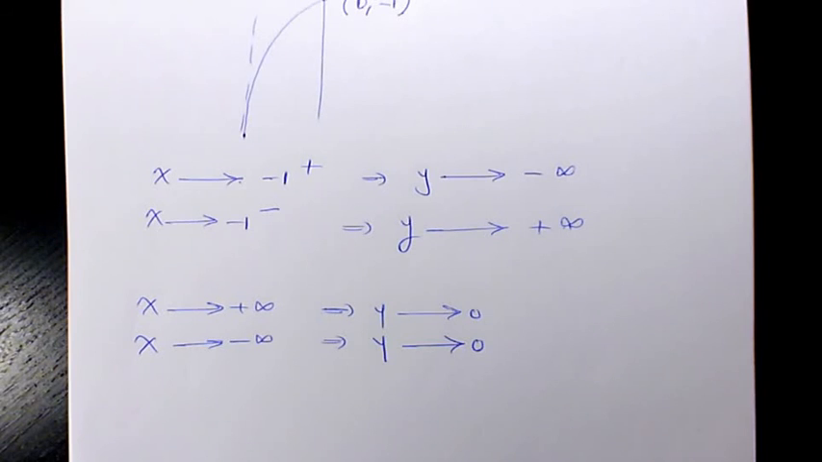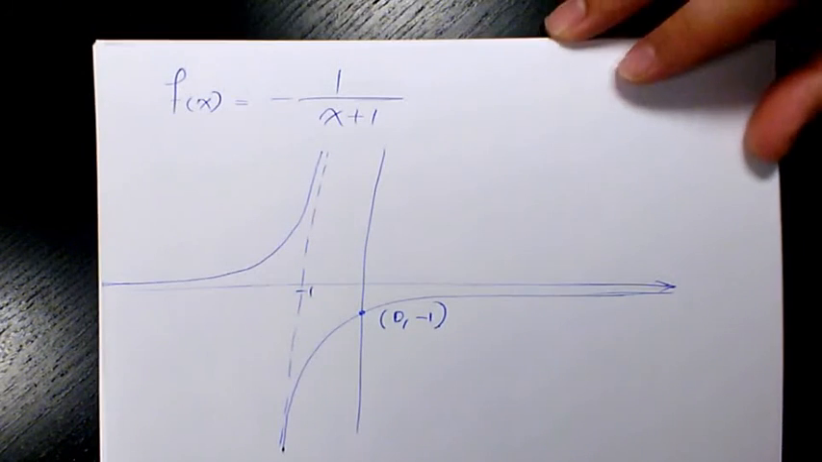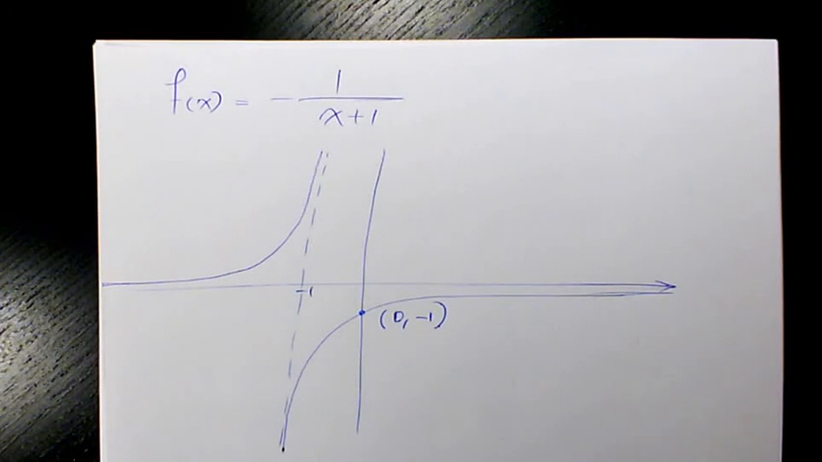So basically those are the characteristics of f(x) equals -1 over x plus 1. We had the x-intercept, y-intercept, domain and range, vertical asymptote, horizontal asymptote, graph, and the end behaviors.